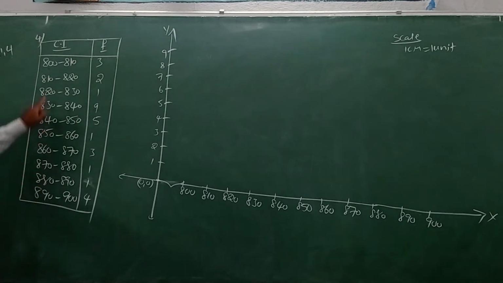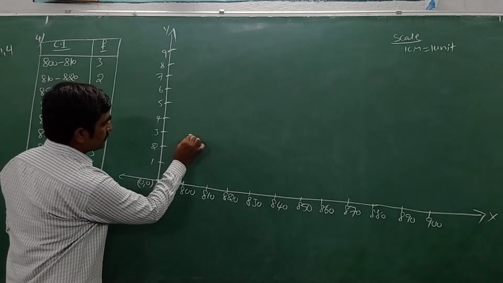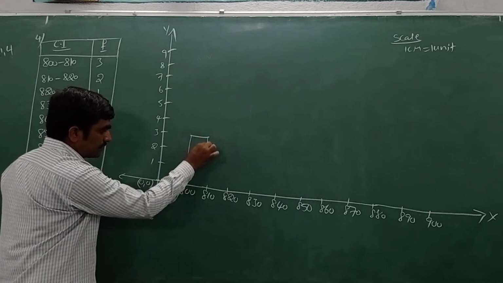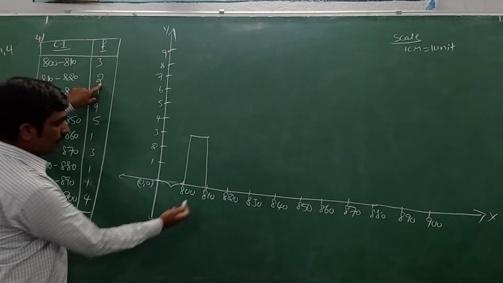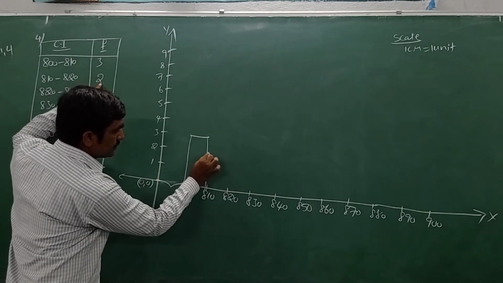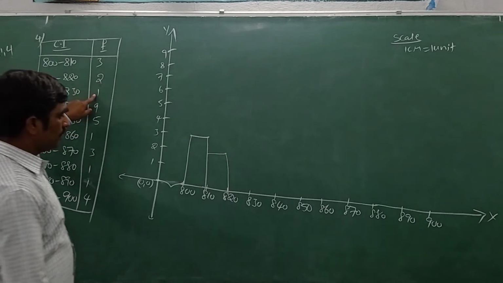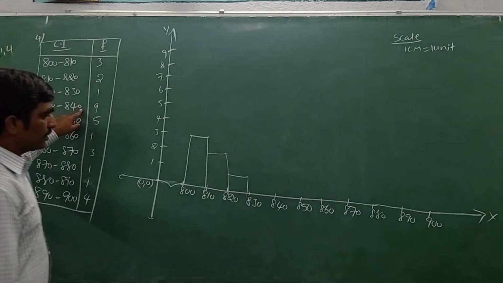Now let's see, from 800 to 810, how many? 3. Three workers have wages from 800 to 809. So from 800 to 810 we take 3. Draw the vertical and horizontal lines first, then you can join them using a scale. Next, mark 810 to 820, and we take it like this. Then next, 820 to 830, only one.